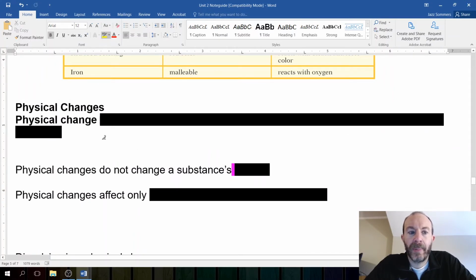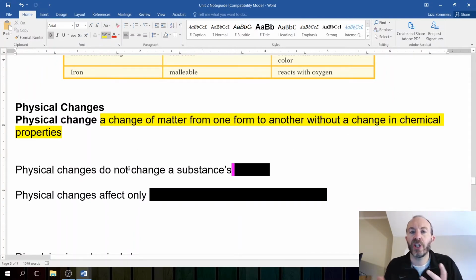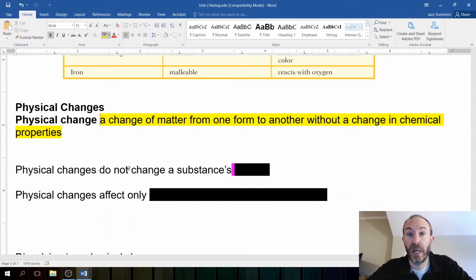Let's talk a little bit about physical and chemical changes. In a physical change, you're just changing the matter from one form to another without a change in its chemical properties. So a good example of a physical change would be smashing a bottle. It's still glass, right? It was a glass bottle before, and it's still glass afterwards. You've rearranged the way it looks. That's a good example of a physical change.